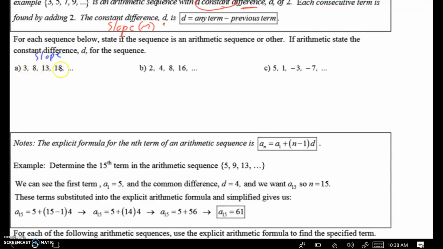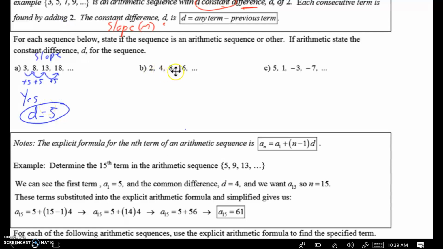So 3, 8, 13, 18, is this a linear pattern? Is it an arithmetic pattern? The easiest thing to do is kind of check it. So how would I go from 3 to 8 with addition? It would be like +5. Is that also true for the rest of it? Does that +5 pattern hold true? And in this case, the answer is yes. 3 plus 5 is 8, and 8 plus 5 is 13, and 13 plus 5 is 18. So yes, this is arithmetic, and the constant difference, d, equals 5.